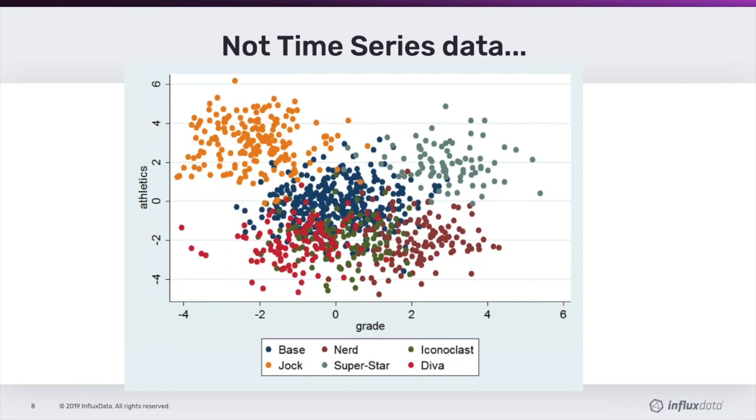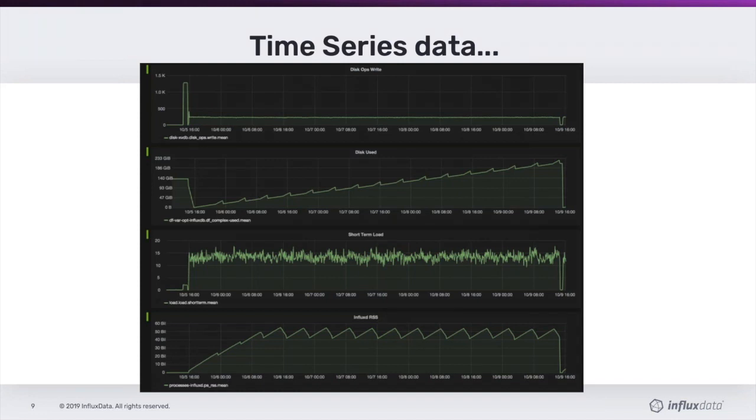This scatter plot is not time series data. What we're looking at here is different social groups within a school, how well they perform athletically, and then what their grades look like. You can see that we have all those different groups. We can tell what their grades are and how active they are in athletics. We're getting a lot of information about these different groups and how people identify in these groups and perform, but none of it is related to time.